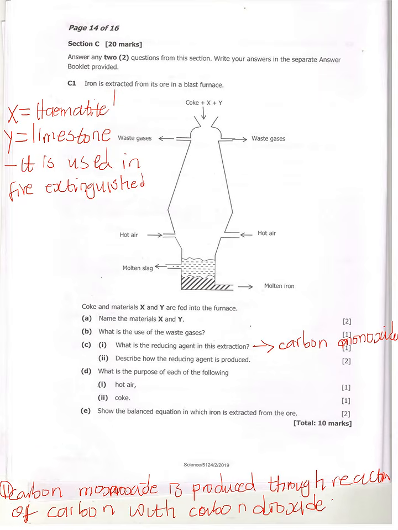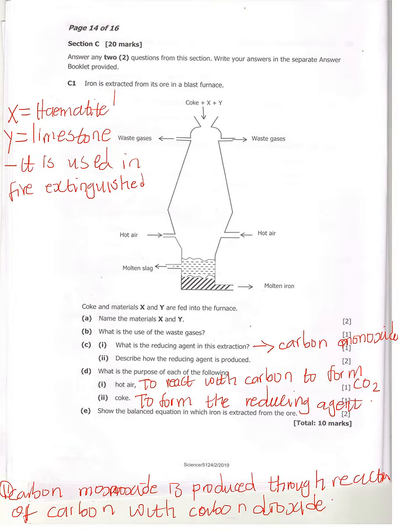Now this is our Roman numeral 2. Let's go to: what is the purpose of each of the following. Hot air: to react with carbon to form carbon dioxide. So it's carbon plus oxygen, which is hot air, that will give us carbon dioxide. Then coke: we can say to react with hot air to give us carbon dioxide, or we can just say to form the reducing agent.